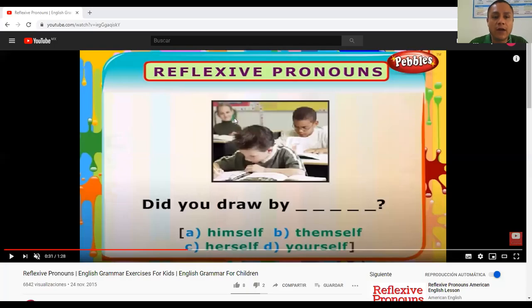Okay, now before we finish, let's do a small exercise. Reflexive pronouns. Did you draw you? Please pay attention. Did you draw A? Himself, herself, themselves, or yourself? What do you think is the correct answer? Okay, very good. Yourself.